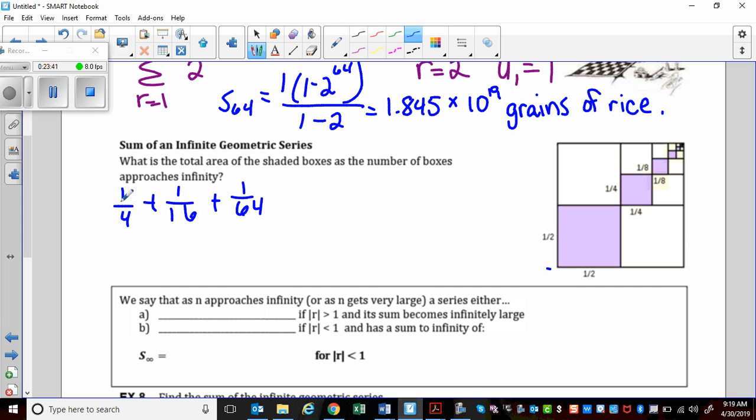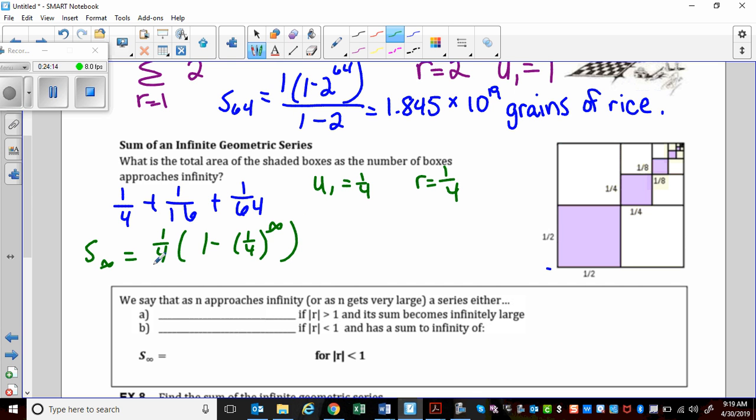So remember, we can find our ratio by dividing 1 over 16 by 1 over 4, and you multiply by the reciprocal when we have fractions. So my u sub 1 equals 1 over 4, but my ratio is also 1 over 4. Alrighty, so my S sub infinity, where we go from 1 to infinity, is 1 over 4 times 1 minus 1 over 4 to the infinity, let's find out what this is, all over 1 minus 1 over 4.